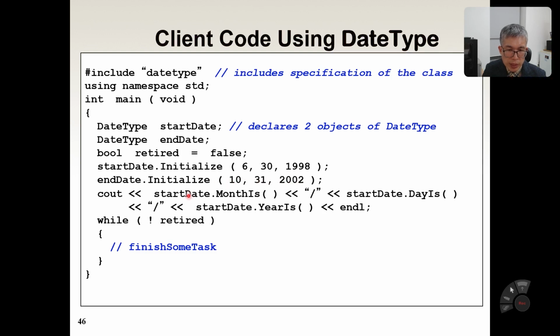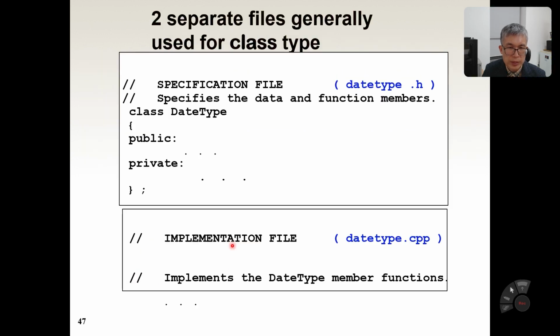So we print out the start date's month, day, and year. And then retired is false, not means true, right? So we finish some task here.